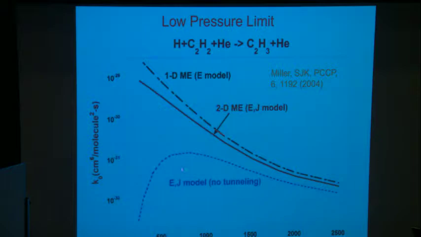And so what happens then also is that you have to go to very low pressures before you really reach the low pressure limit when you include tunneling. And that gives more problems for fitting, if you were to really try to reproduce things over wide pressure ranges.